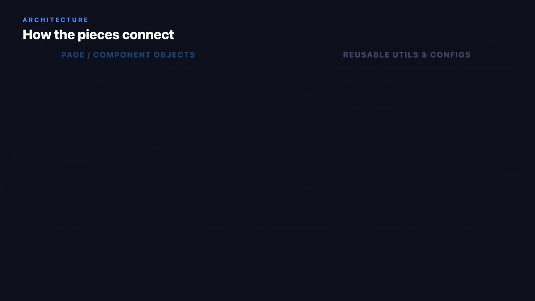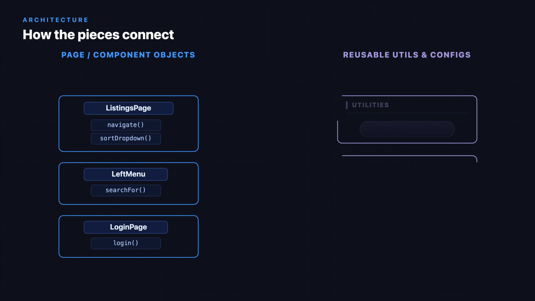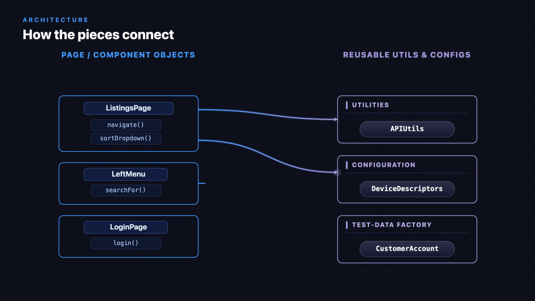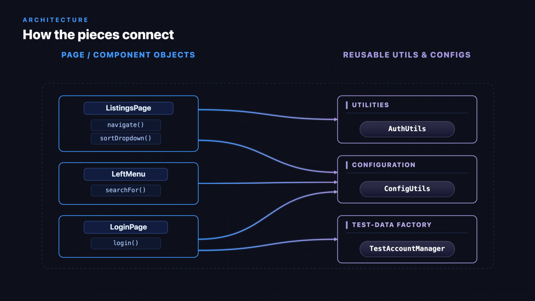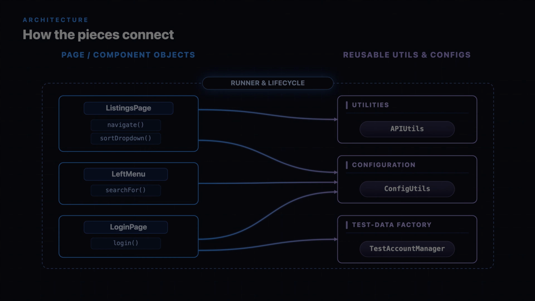The project runs on JUnit, but the reusable layers are deliberately separated from the runner. The page objects, utilities, and configuration are plain Java, so the same design adapts to TestNG or Cucumber by replacing the runner and lifecycle layer, not rebuilding the framework.